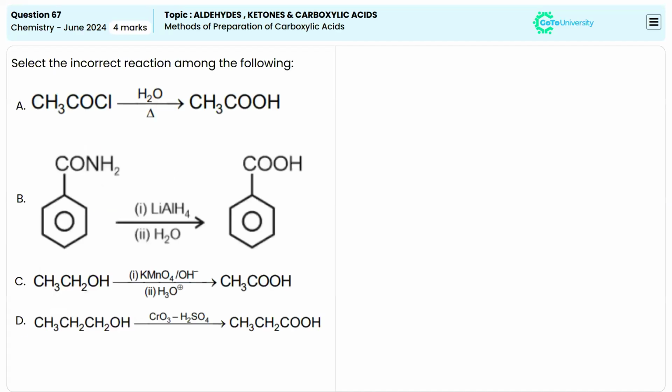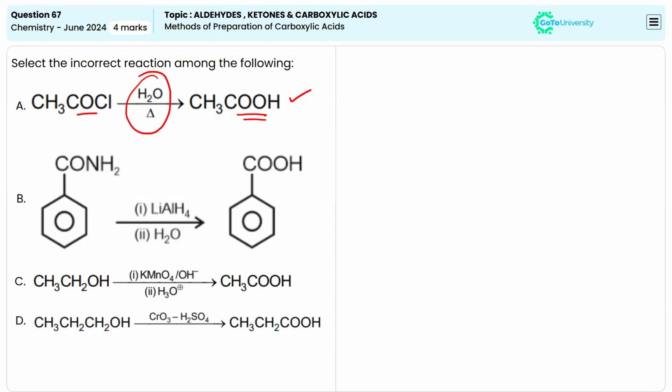In this question, we have to select the incorrect reaction from the options. So let us see the options. In the first option, acyl chloride is converting into carboxylic acid by heating with water. This is a correct reaction because this reaction is possible. That is, acyl chlorides on heating with water can be converted into acid.